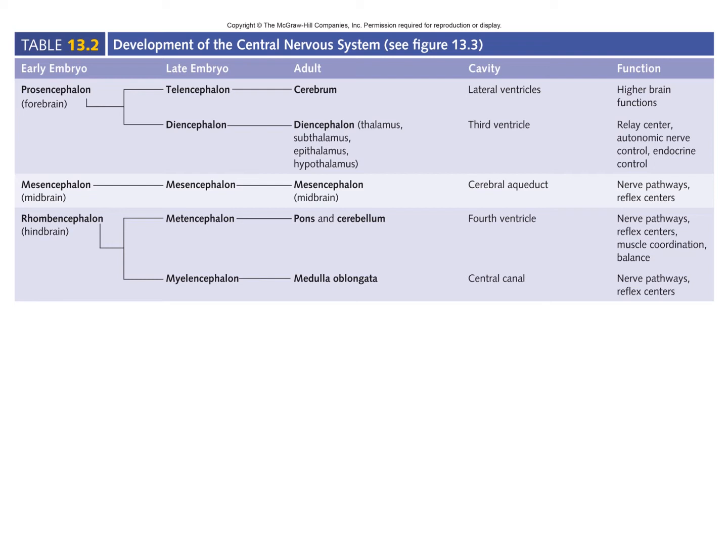Within the cerebrum, we have spaces called lateral ventricles. Within the diencephalon, we have the third ventricle. Within the metencephalon region, we have the fourth ventricle, and the third and fourth are connected by a duct called the cerebral aqueduct. And then within the medulla, we have the central canal. And that would be continuous with the central canal of the spinal cord.